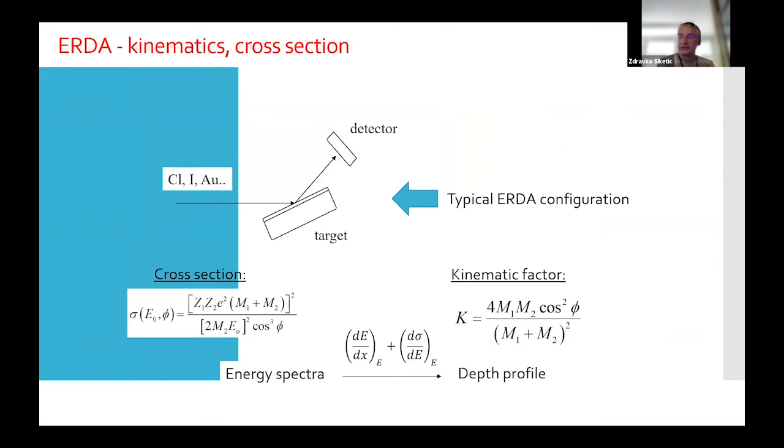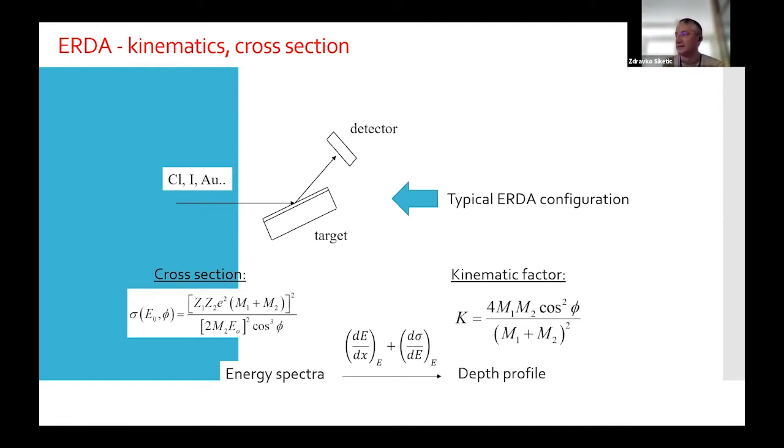Usually, since we want to look at what is inside thick targets, we cannot have a normal geometry, but the beam enters at some angle towards the sample surface so that we can detect recoiled particles which are going out towards the detector. This is, let's say, a typical ERD configuration. Kinematics in this case is a little bit different. Those who want can calculate these kinematic factors for RBS and ERD.